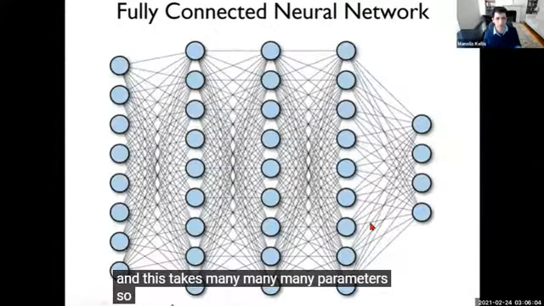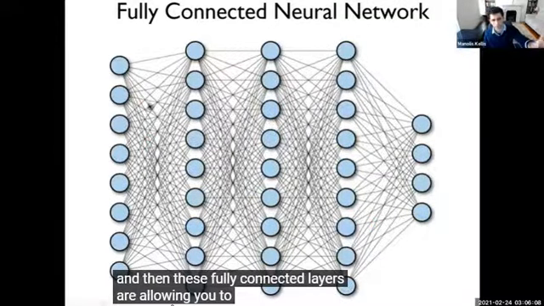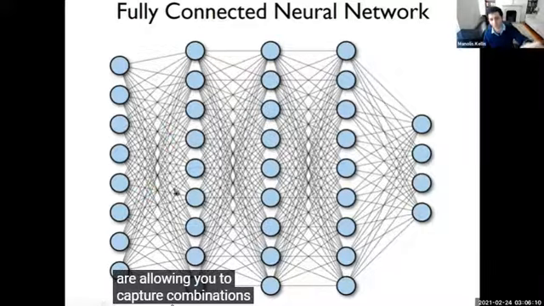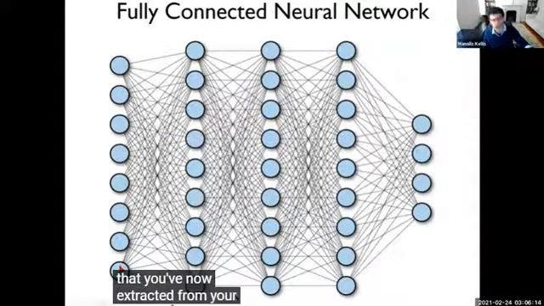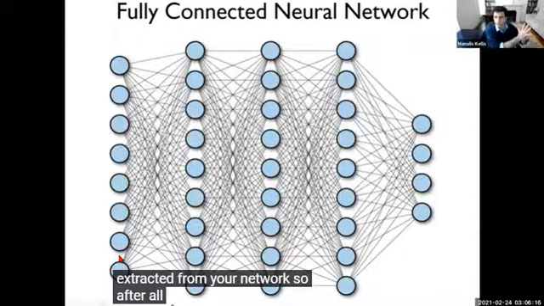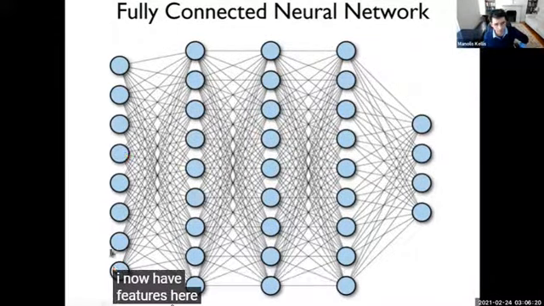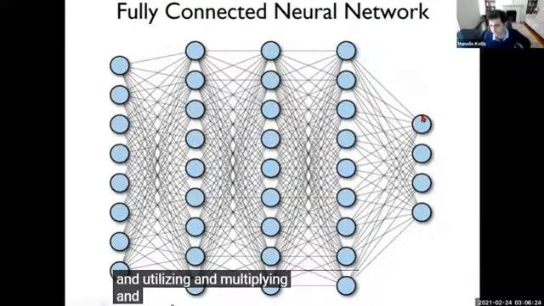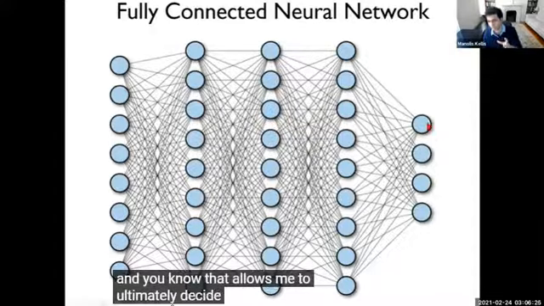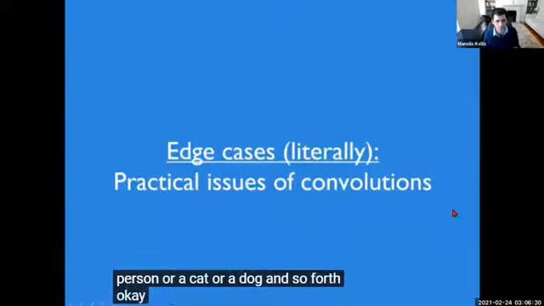So, and then these fully connected layers are allowing you to capture combinations of the features that you've now extracted from your network. So after all of these layers of convolution, I now have features here, which I'm now combining and utilizing and multiplying. And that allows me to ultimately decide if something's a person or a cat or a dog and so on and so forth. Okay. All right.